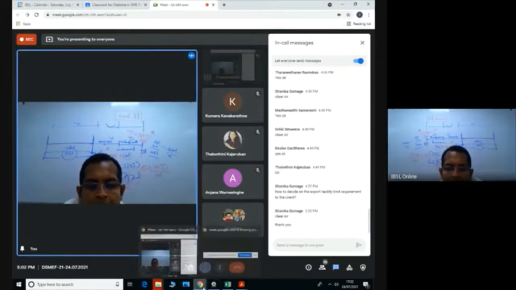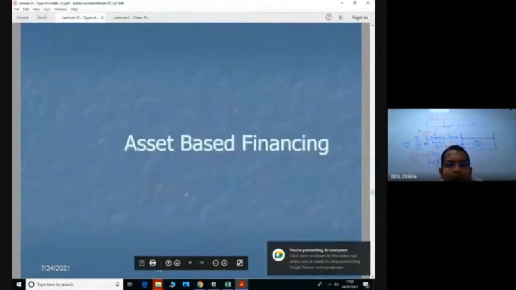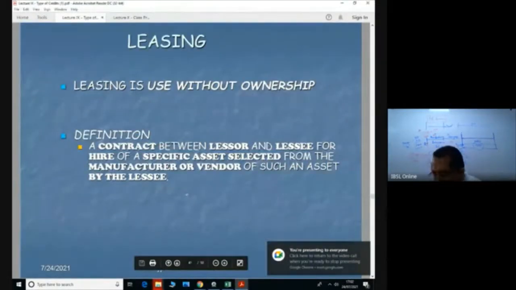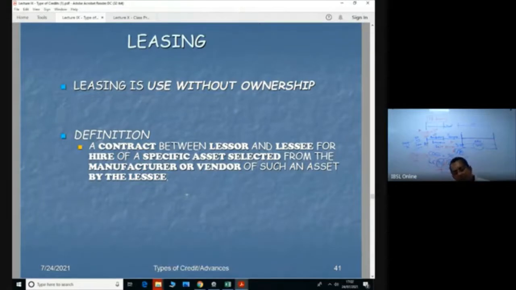Right. If no questions, I will go to asset-based financing. This is leasing, right? We have two types of leasing, financial leases and operational leases. Financial lease is a fully payout lease.